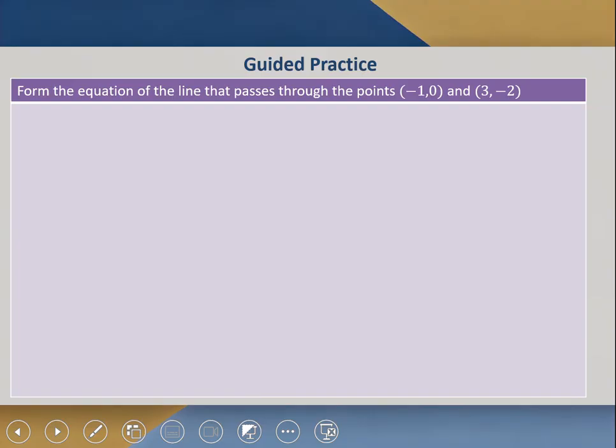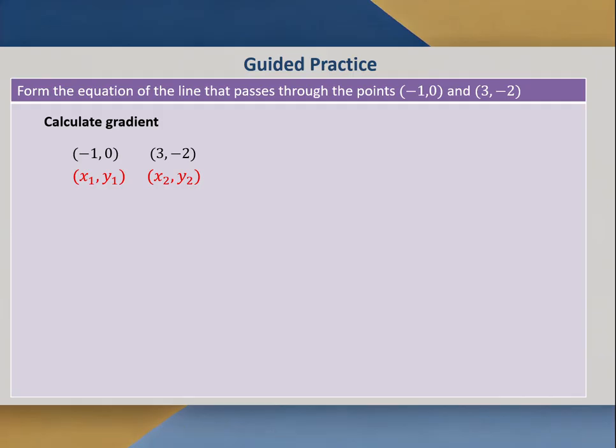Let's look at this question. Form the equation of the line that passes through the points negative 10 and 3 and negative 2. So the first thing we need to be doing here is finding the gradient. To find the gradient, we need to know our points and we need to label them. One is x1 and y1, the other one is x2 and y2. The next step is we need to put it into the gradient equation, y2 minus y1 over x2 minus x1.